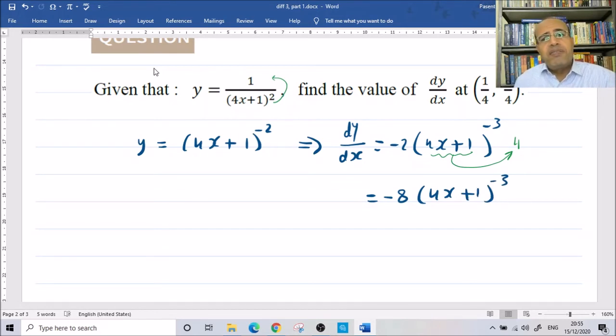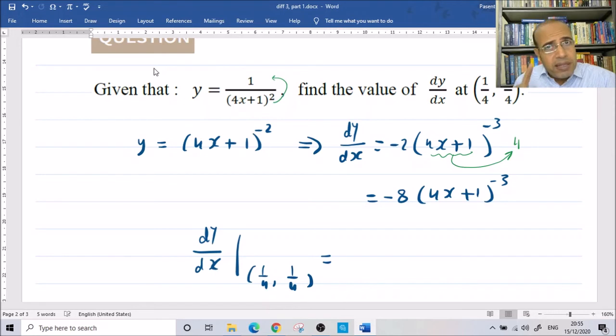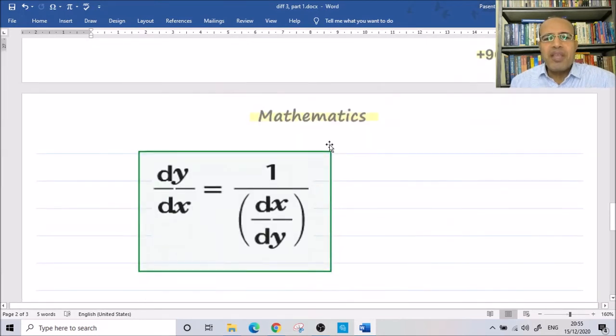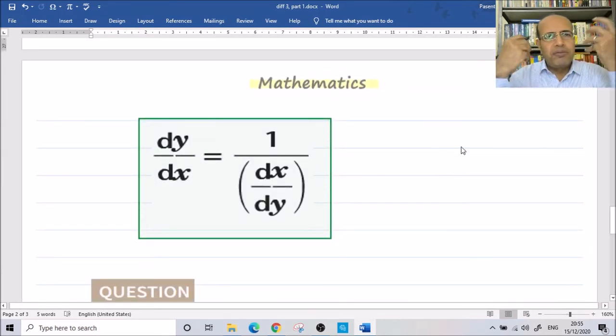Now we need the value at quarter and quarter. So dy by dx at the point quarter and quarter, replace x by quarter. So negative 8, 4 multiply quarter plus 1 power negative 3. It's negative 8. The power comes down to be positive 3. 4 times a quarter, it's 1. 1 plus 1, it's 2. 2 power 3, 8. Negative 8 divided by 8, it's a negative 1. Okay, it's easy. Now, we have another form of dy by dx.